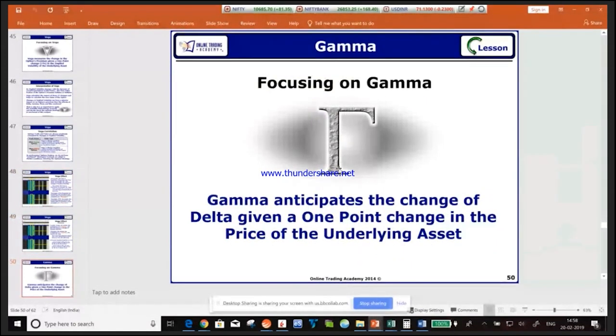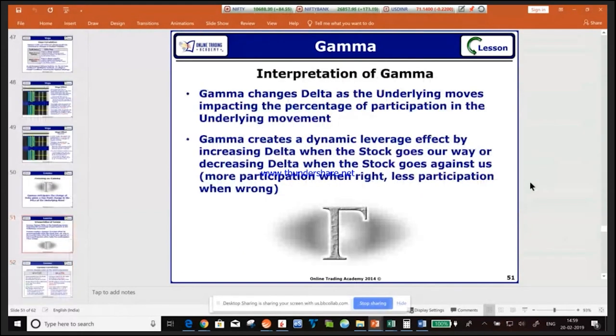Now focusing on gamma. Now this is the easiest Greek, and we have already completed what we have done in that dynamic leverage example. Now what is gamma? Gamma anticipates the change of delta given a 1 point change in the underlying asset. So if your underlying moves up, your delta is also going to change, right? Because your call delta ranges from 0 to +1, your put delta ranges from -1 to 0. So as the underlying keeps on moving up and down, your delta value will also keep on moving. And who will change the value of delta? Gamma will change the value of delta by the amount of gamma.